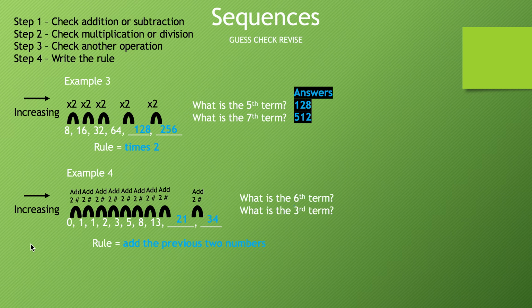Now, let's find the terms. Sixth term, 1, 2, 3, 4, 5, and 6. So the sixth term is 5. And the third term will be 1.